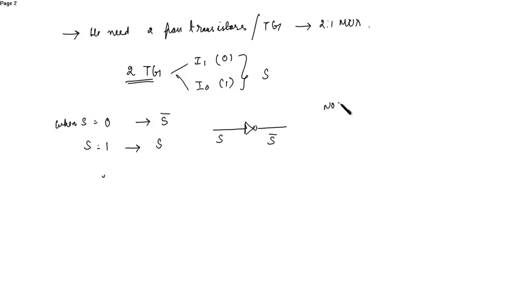So in a NOT gate we need one PMOS and one NMOS, and in the two transmission gates we need two PMOS and two NMOS. We need two PMOS and two NMOS. So now let's see the schematic diagram of a 2:1 mux.